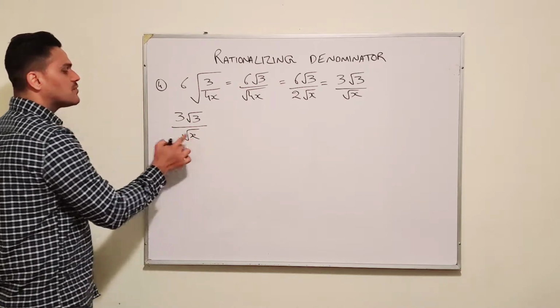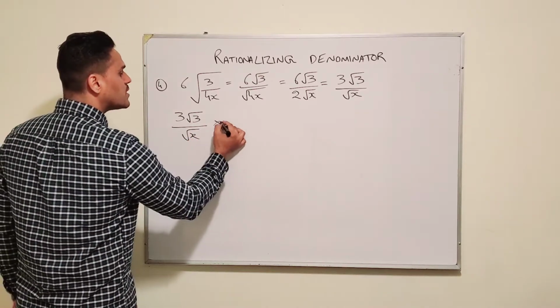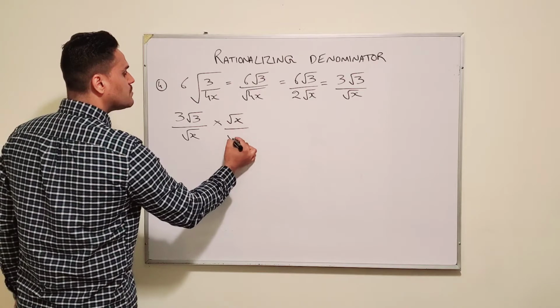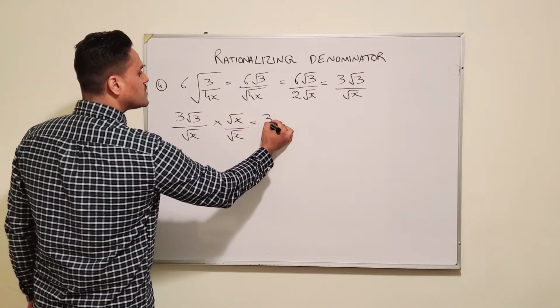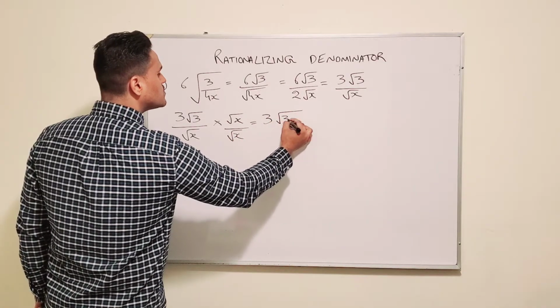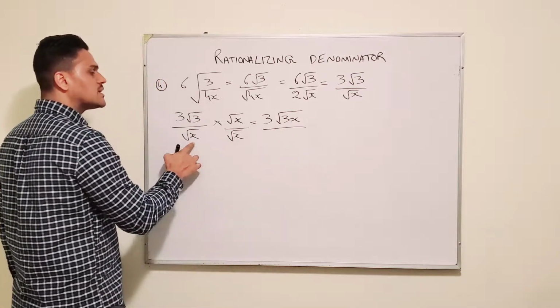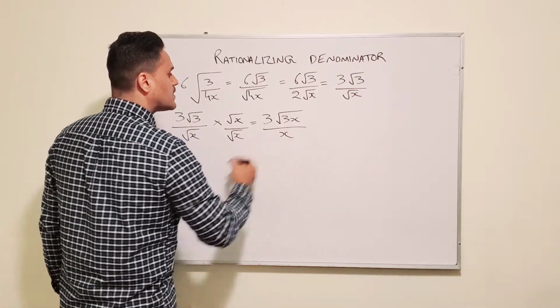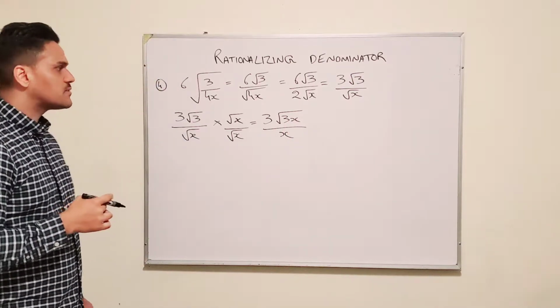we need to take care of the square root of x. So we're going to times it by square root of x and divide it by square root of x. So at the top, we'll just have 3 square root of 3x, and square root x times square root x is just going to be x. So we've rationalized our denominator for this one as well.